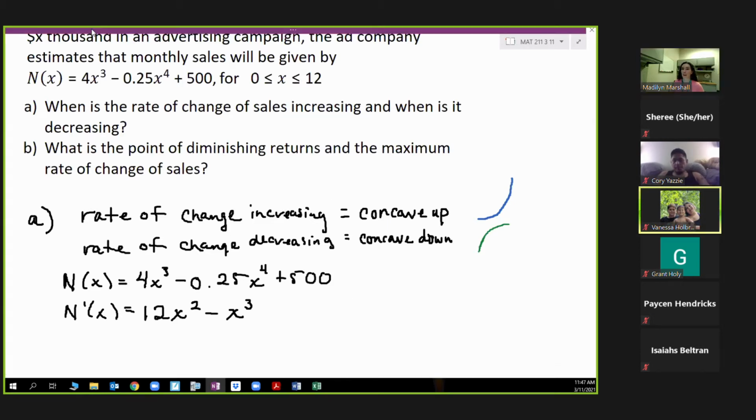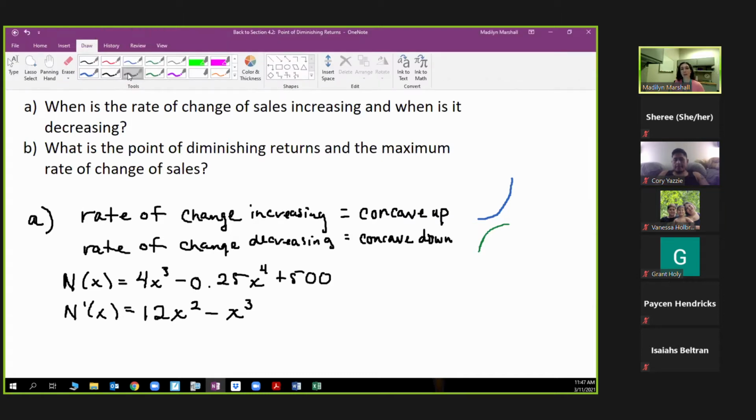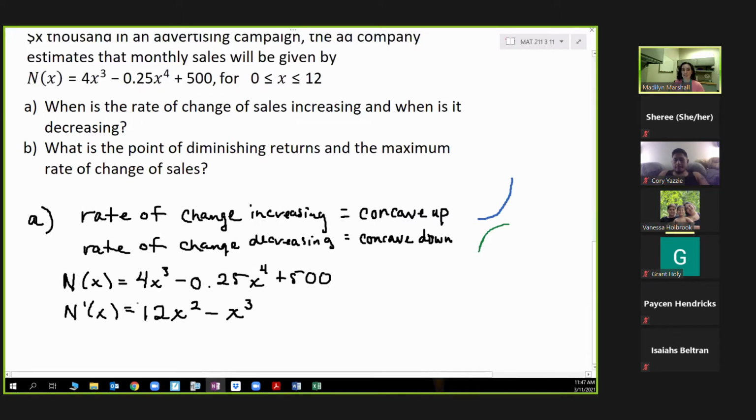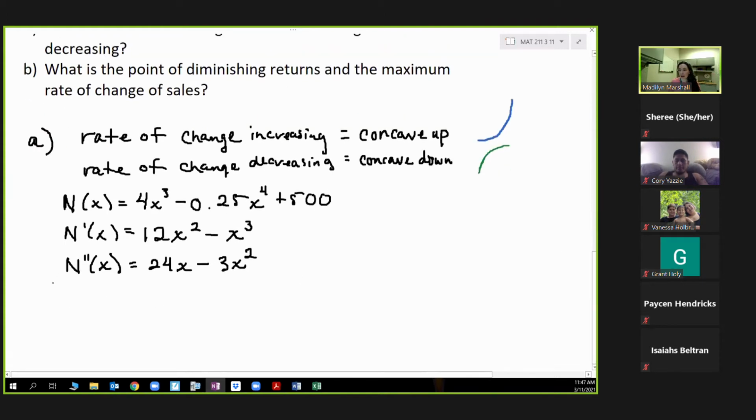Equal to 0. Not quite. Take the second derivative. Second derivative, exactly. Anytime we're talking about concavity, we need that second derivative. So 24x minus 3x squared. So now we can set this equal to 0 and solve.